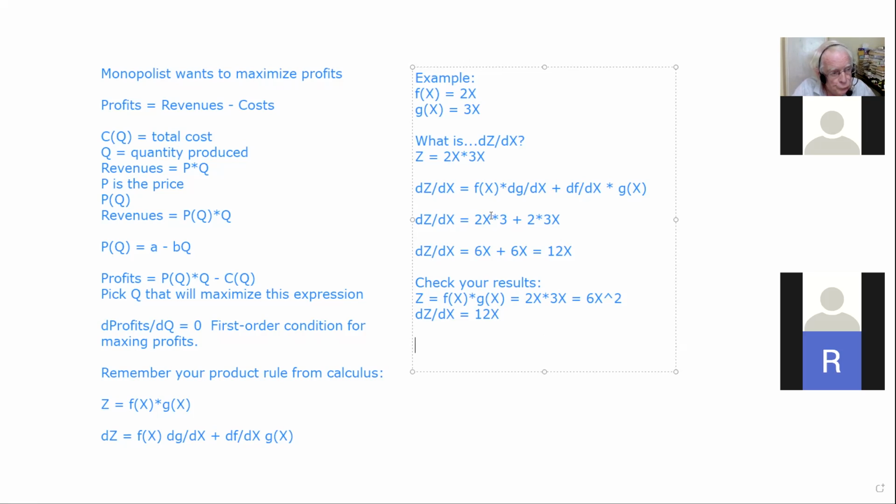Okay. So now we can go back to our problem of maximizing profits for the monopolist. Now we know how to differentiate the first term, which is a product. And then set the derivative with respect to q equal to 0.